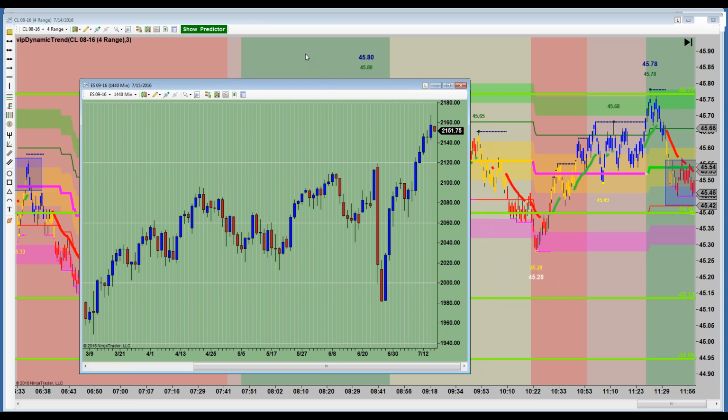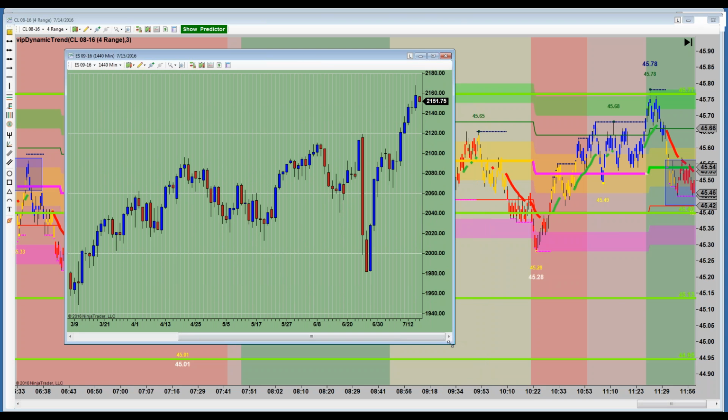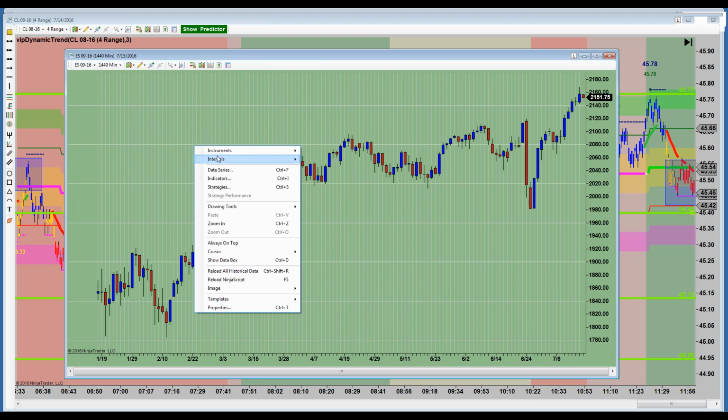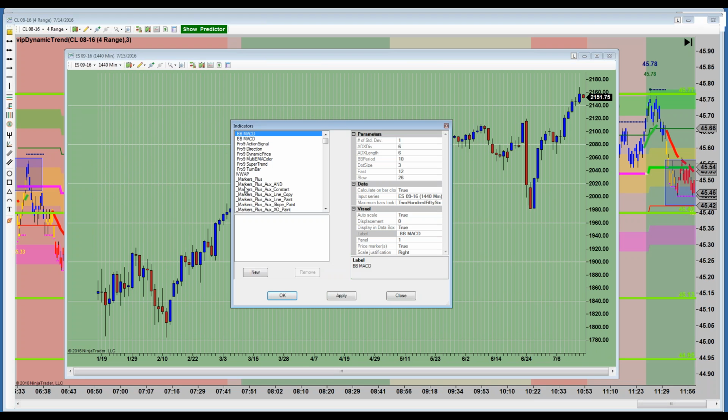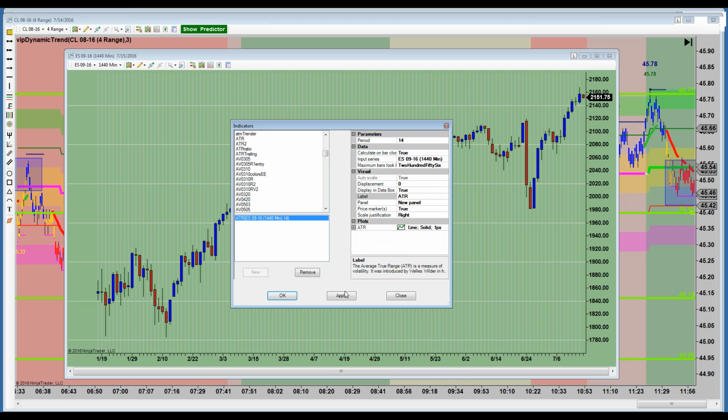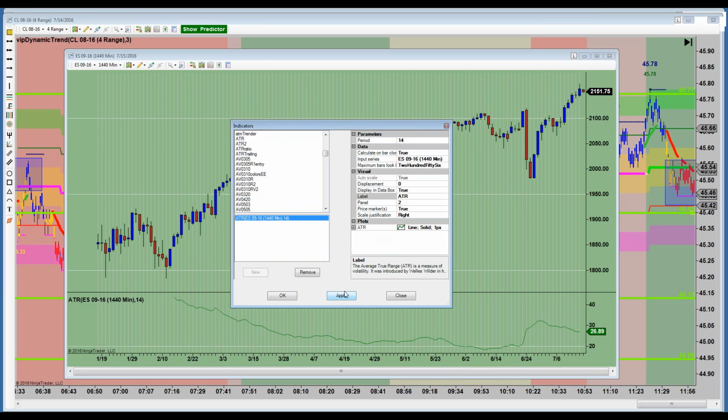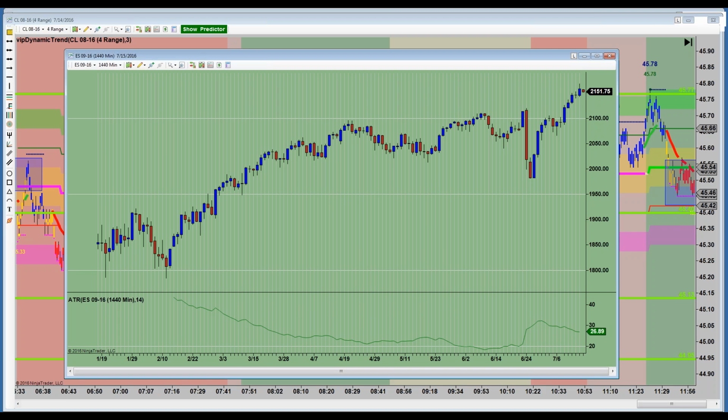Let me show you something here. I'm going to show you ES, but you can do any instrument like this. I'm building the chart. 1 second, please. All right, here it is.